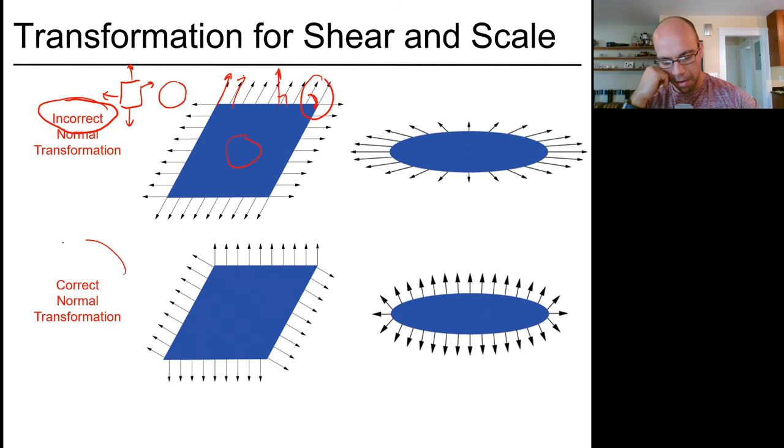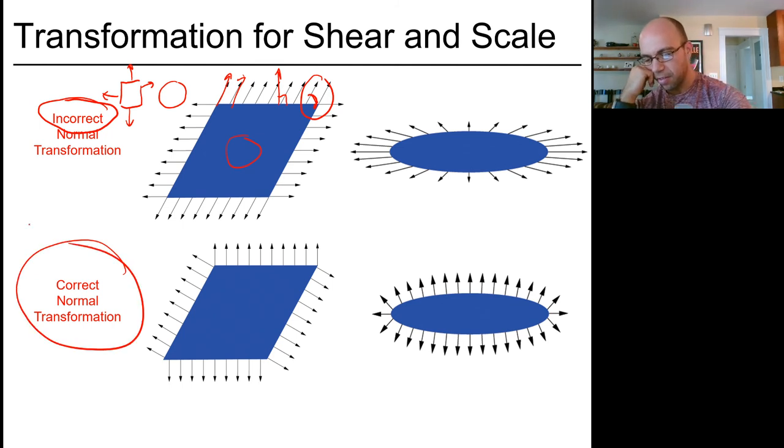So this bottom row is the correct normal transformation. Similarly, for the circle, you'll see that you end up with all kinds of crazy, incorrect normal vectors if you use the same matrix to transform the surface and its normals. So in the last 10 minutes today, we're going to try and do this calculation the right way.